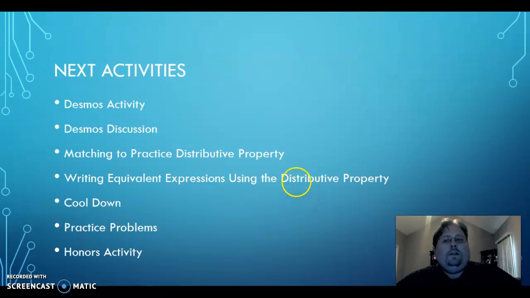Now, as you move through the activities, I know it looks like there's a lot of activities here, but some of them are only one question activities, so you'll be able to go through them fairly quickly. So you have a Desmos activity, then you have a discussion from that Desmos activity, similar to what you've done in the past.